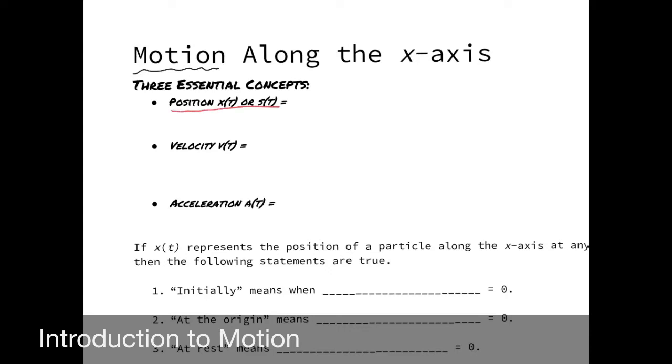So position. Position is many times represented as x of t, or sometimes you might see it notated as s of t, and both represent the position of a particle. And so if you want to determine where a particle is located, so you want to find its location, this is the function which you would use.